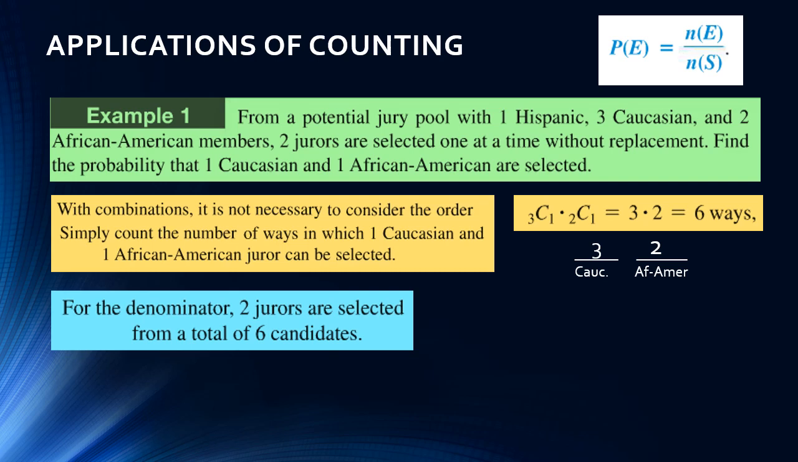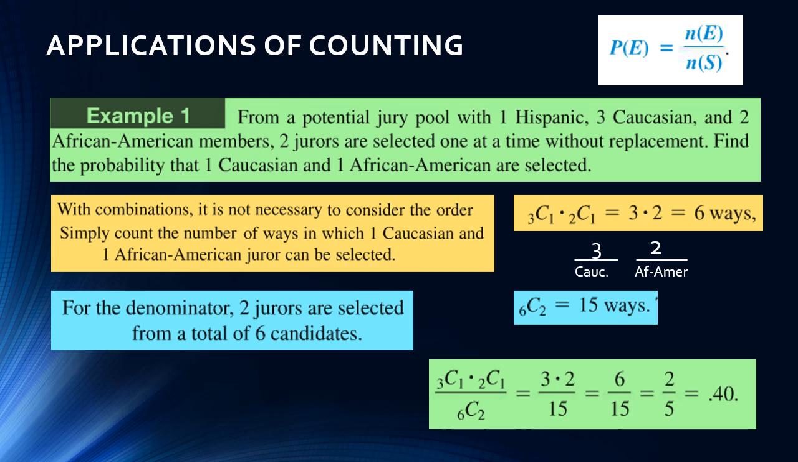For the denominator, this is our sample space. We're picking 2 people out of 1 plus 3 is 4, 5, 6 people. There's a pool of 6, and we're picking 2 of them. So I'm just going to have the combination of 6 things taken 2 at a time. And so the actual probability for this jury is 0.40. There are 6 ways to pick 1 Caucasian and 1 African American, but there are 15 different total ways to pick a jury of 2 people.